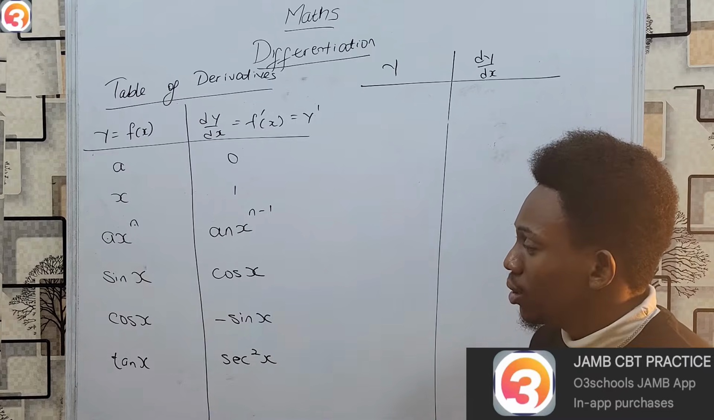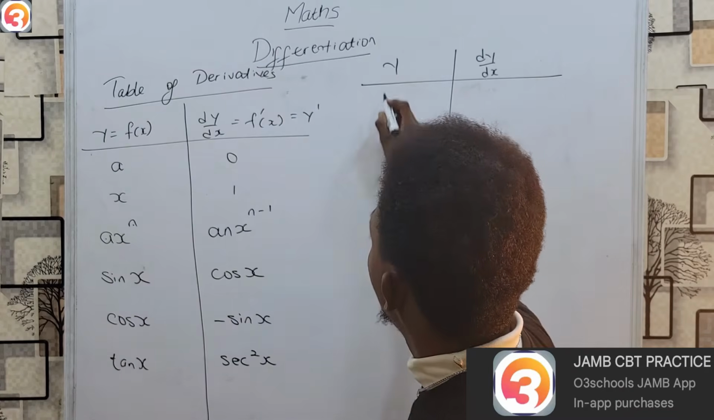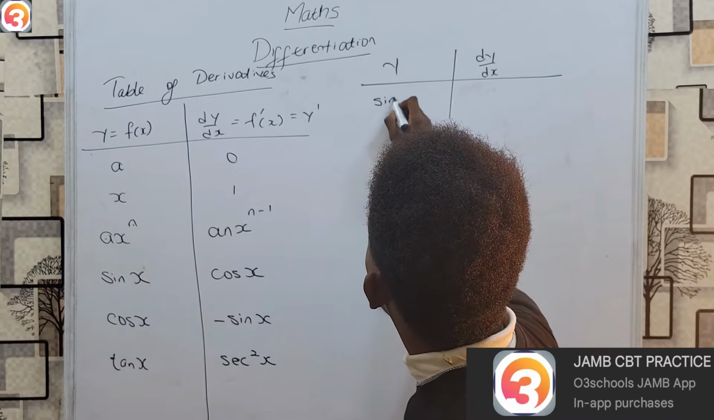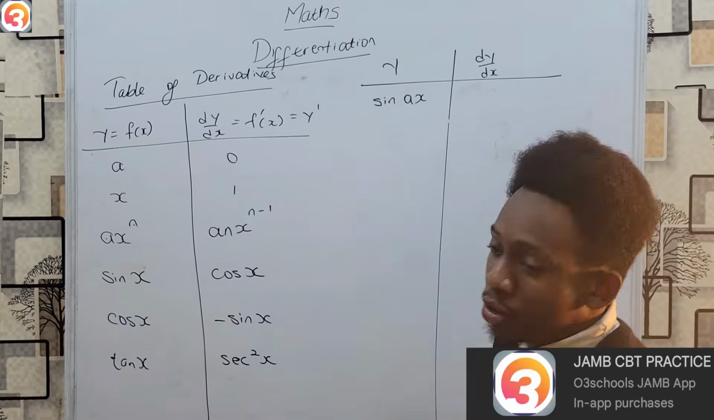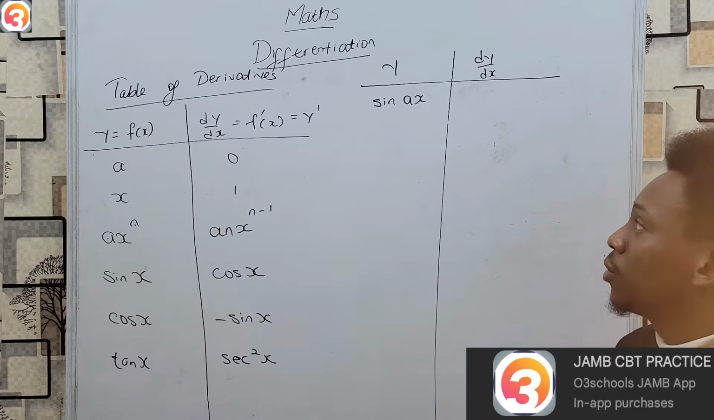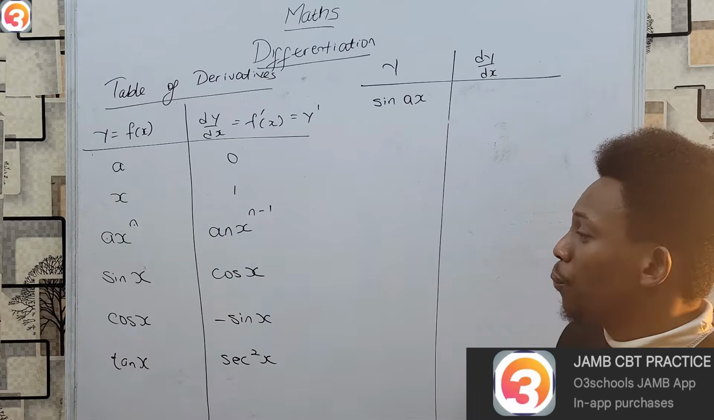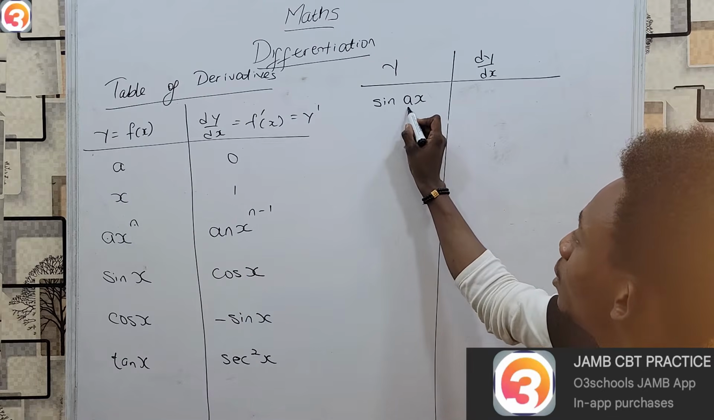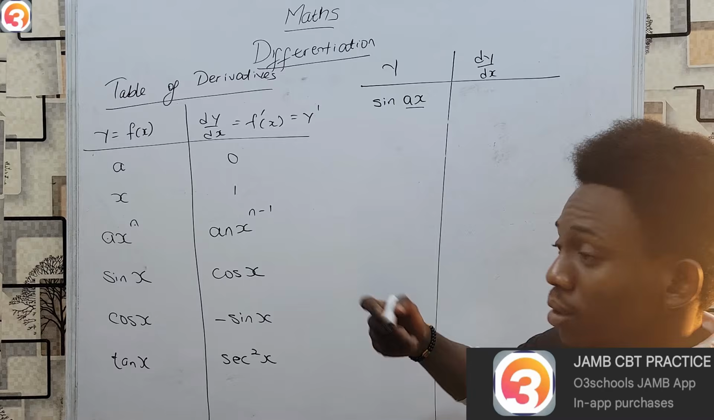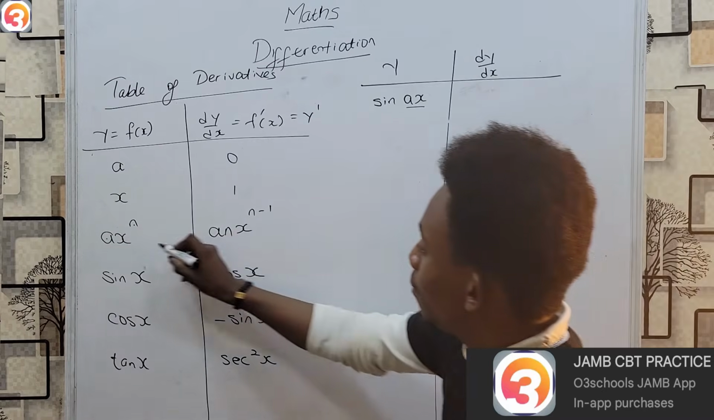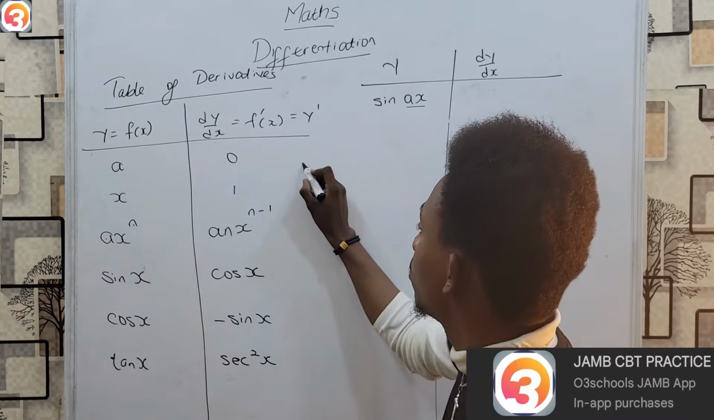So we have this. Then what if there's a number with them? If I was having sin ax, sort of like saying sin 5x, what happens is quite simple. We simply differentiate what we have right here. And as you are aware, if I'm having ax, that looks something like this.